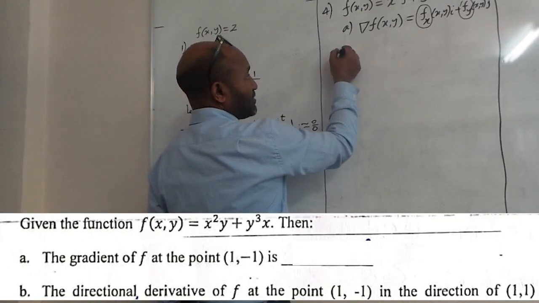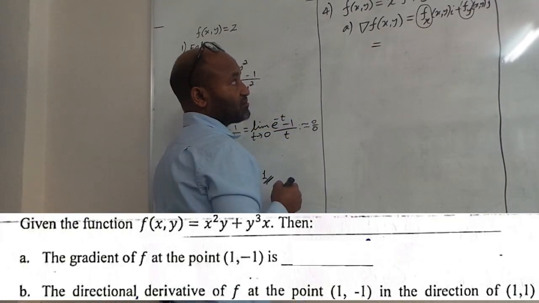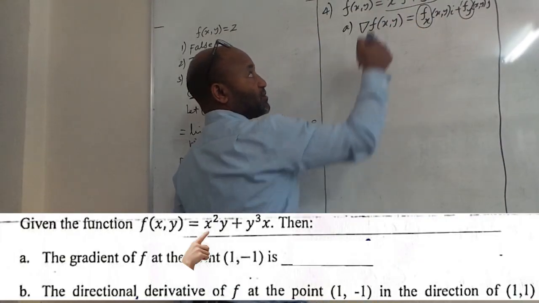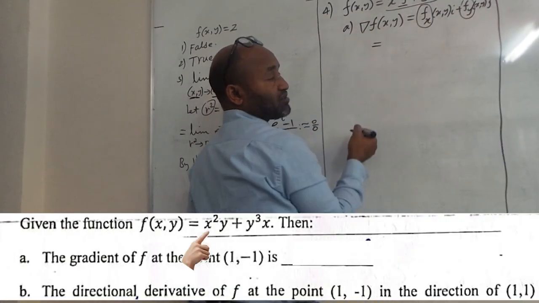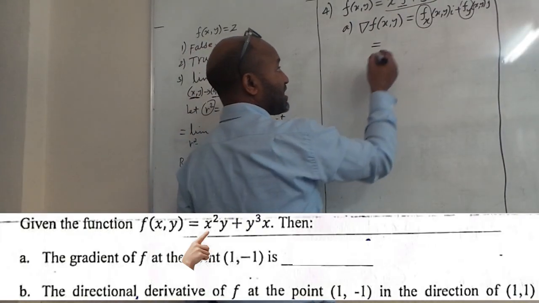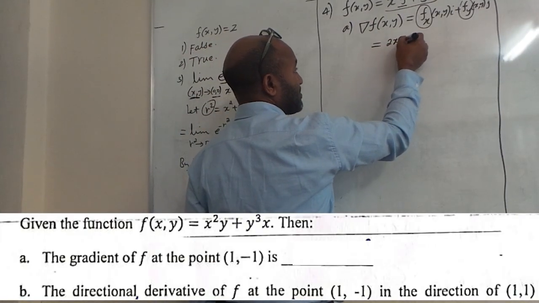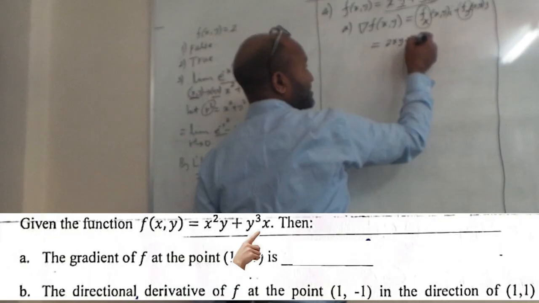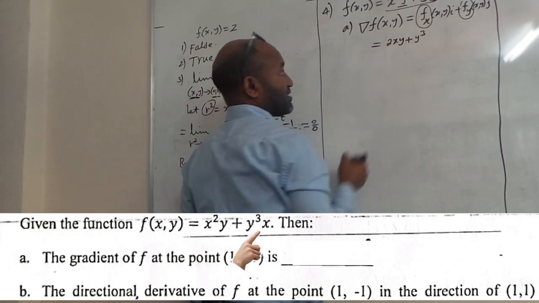So what's the partial derivative of this function with respect to x? When we differentiate with respect to x, y is constant. So the derivative of x squared is 2x, so 2xy, plus the derivative of x, which is 1. y cubed is constant.